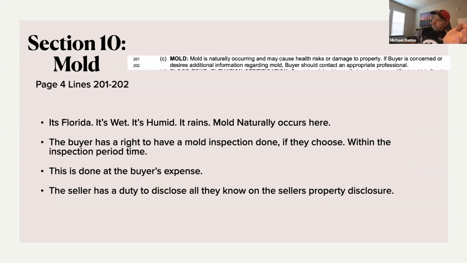Mold. This is what I say about mold. It's Florida. It's wet. It's humid. It rains a lot. Mold naturally occurs. The buyer has a right to a mold inspection to be done if they choose within the inspection time period, and they have to do it at their own expense. The seller does have a duty to disclose all they know on the seller's property disclosure about mold. Pretty simple. That's why it's only 2 lines.